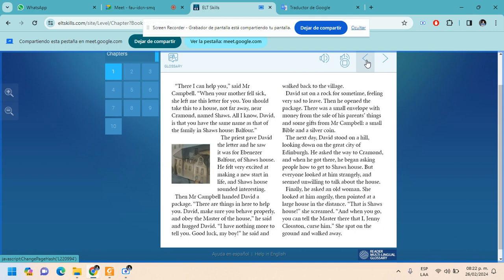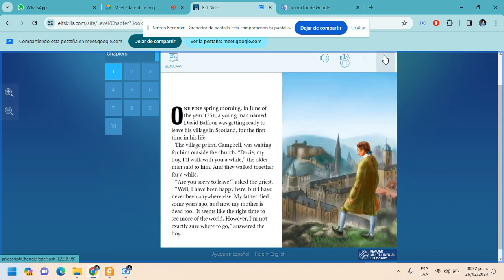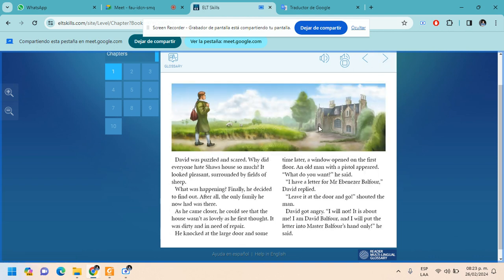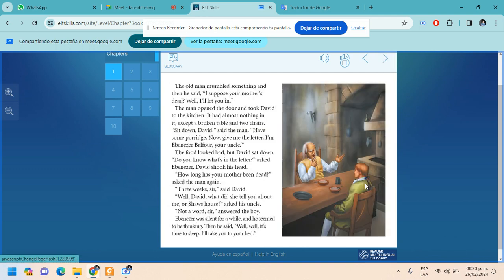How? Yeah, excellent. That is the idea. Because the priest Campbell, he had a letter. And he gave this letter to David. Say, all I know, David, is that you have the same name as the old family. It's Shaw's house, Balfour. See? So David read the letter and he decided to visit his uncle, no? So he traveled and he looked for the Shaw's house. And he met his uncle.